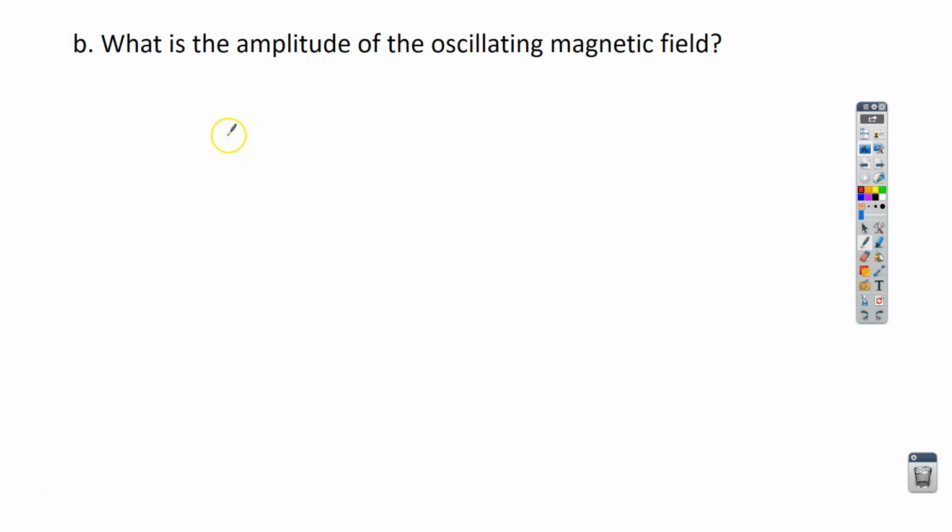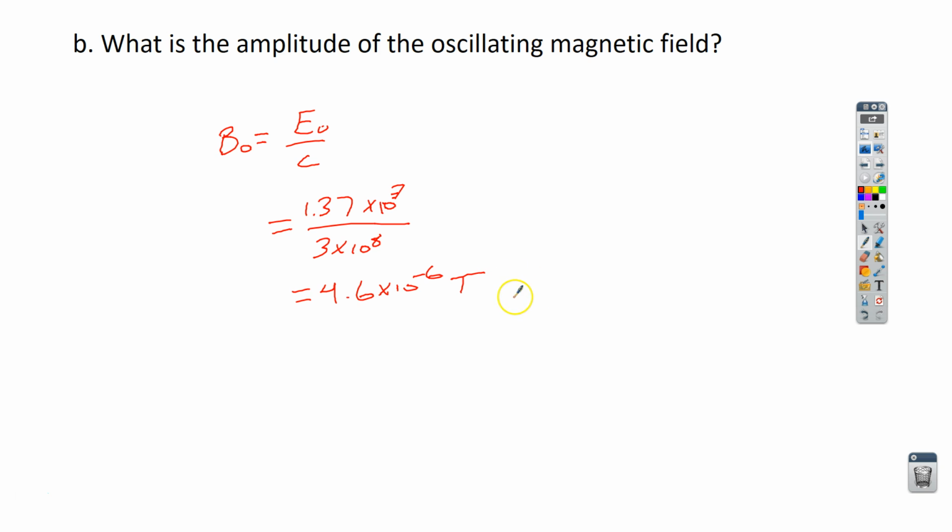So our magnetic field here we know is related to the electric field by magnetic field amplitude is the electric field amplitude divided by the speed of light. So this one's a lot easier, 1.37 times 10 to the third volts per meter divided by the speed of light, which is 3 times 10 to the 8th meters per second. And so you end up with a value of 4.6 times 10 to the negative 6th, and that is a Tesla. Both those values were pretty reasonable for what we're doing.